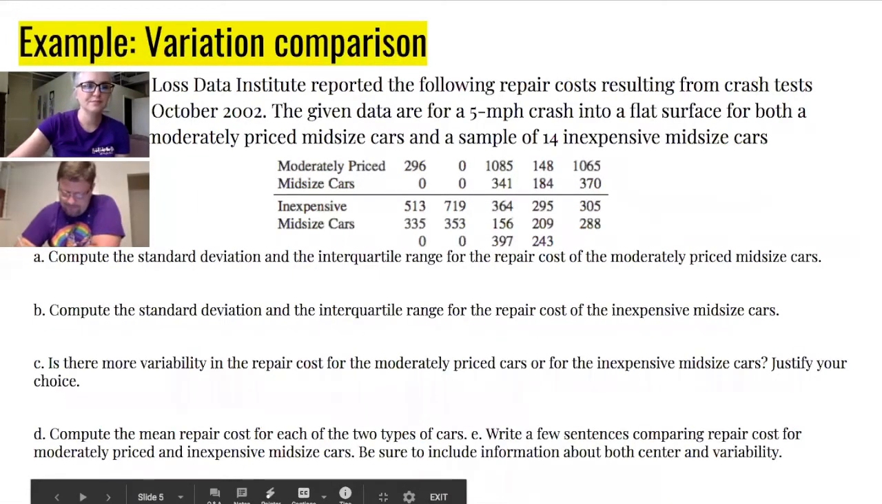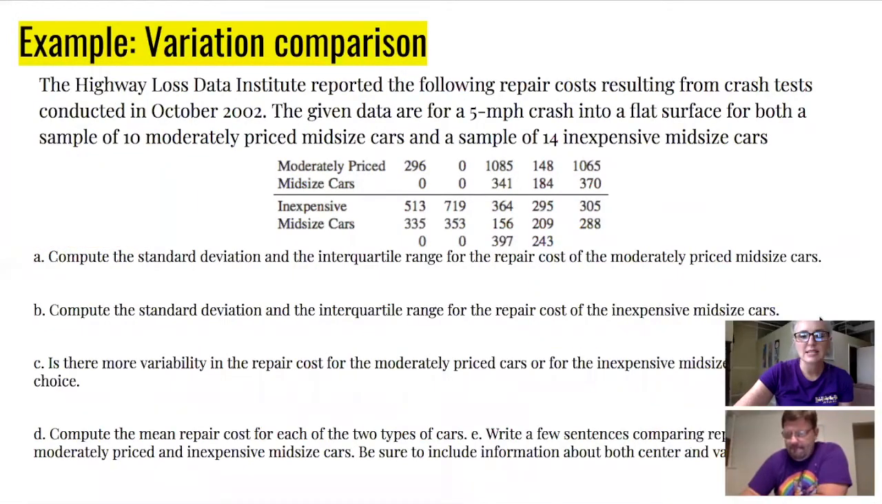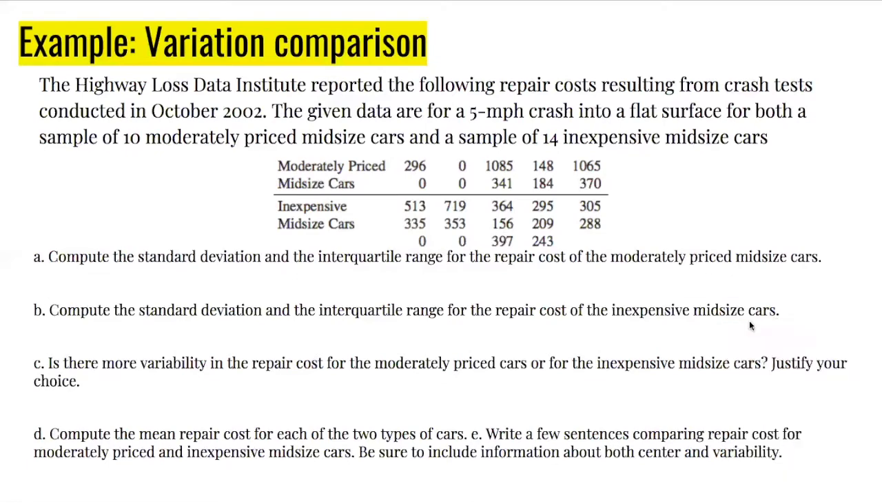All right, moving on. Okay, next question. It says the Highway Loss Data Institute reported the following repair costs resulting from crash tests conducted in October of 2002. The given data are for a 5 mile per hour crash into a flat surface, for both a sample of 10 moderately priced mid-sized cars and a sample of 14 inexpensive mid-sized cars.